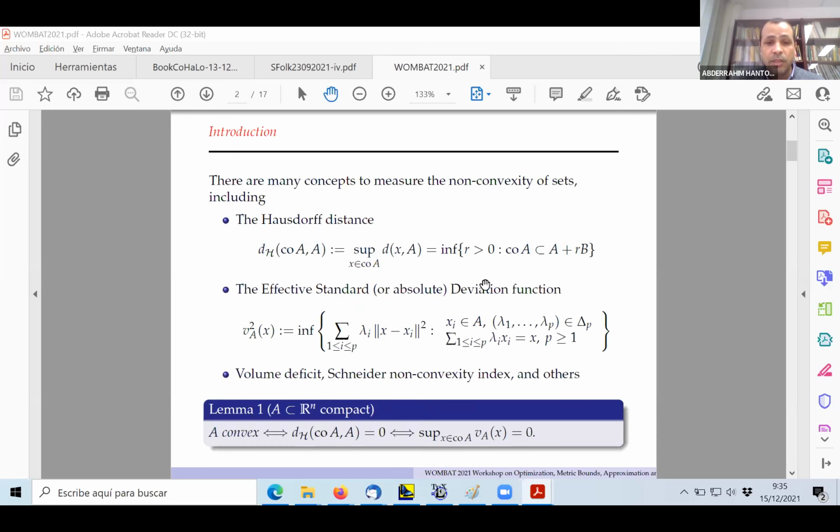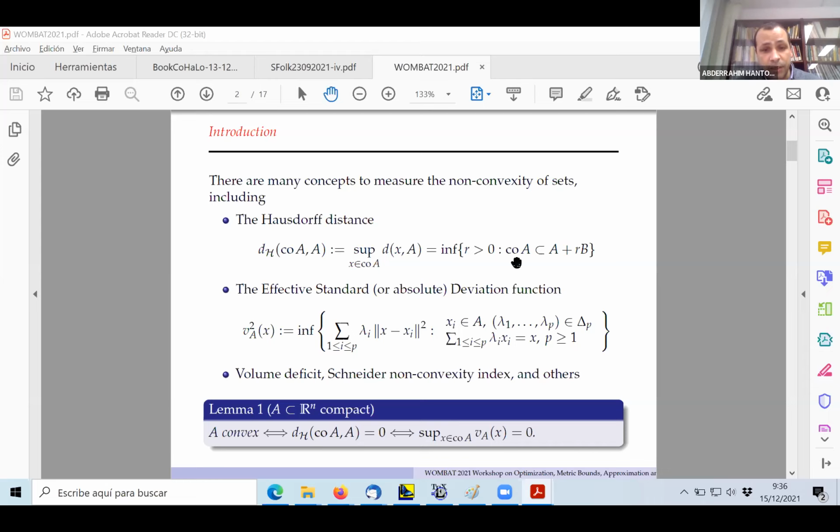So to measure non-convexity, of course, convexity is a very nice property in variational and nonsmooth analysis. But what can we do if we don't have such a nice property? There are ways to measure the non-convexity. The natural one that we have at hand is the Hausdorff distance, just to measure the Hausdorff distance from the convex hull of the given set A to the set A, and as classically defined, this is the smallest radius of the ball that contains the convex hull of A.